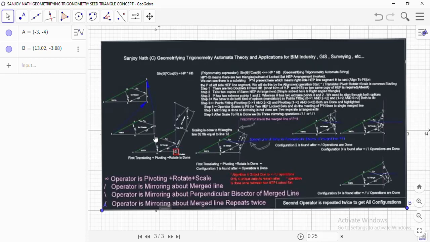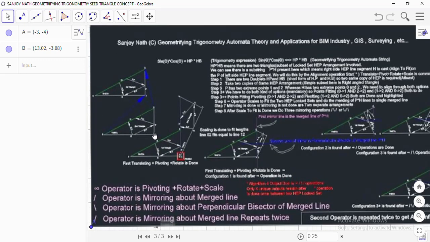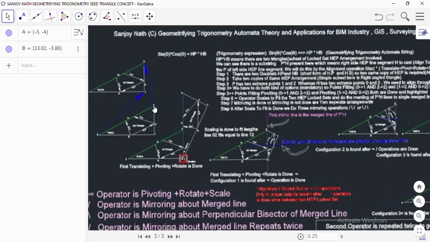The point where 90 degrees is formed is called the stretch point, and the point where 90 minus theta, that is 90 minus seed angle, is formed, that is the nodal point. The three points are important in geometrifying trigonometry.